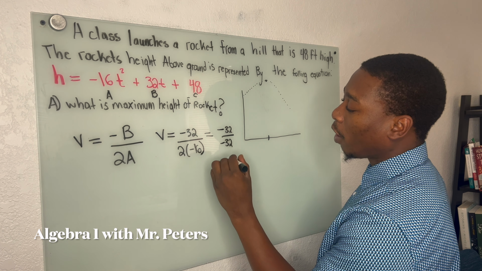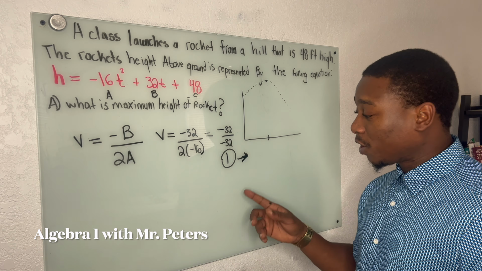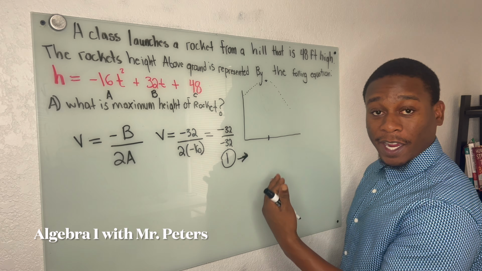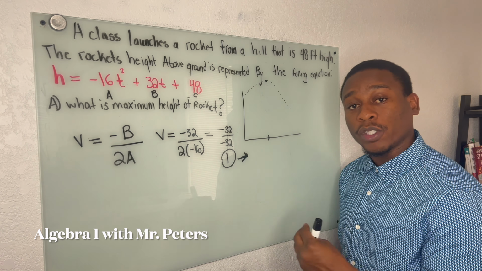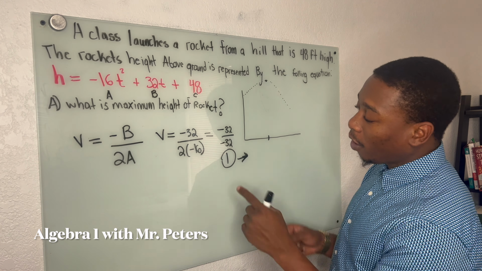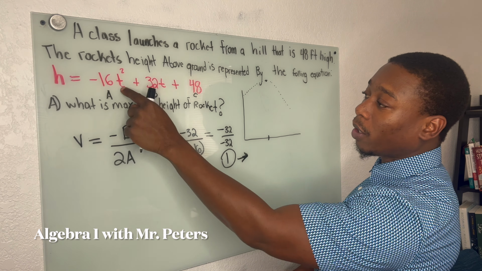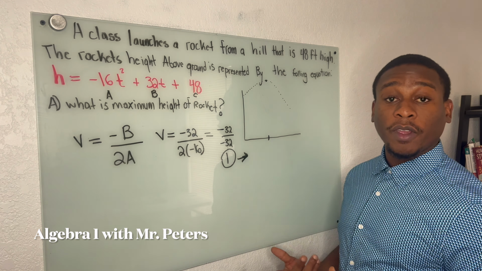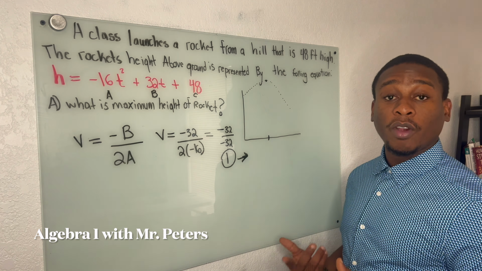When we look here, we know that this is representing time. So at 1 second, it's going to be at its highest height. And for us to figure out what the height is, we're now going to take this 1 and plug it in for t, because t represents time, so that we can figure out what exactly is the highest height. So let's go through and substitute.